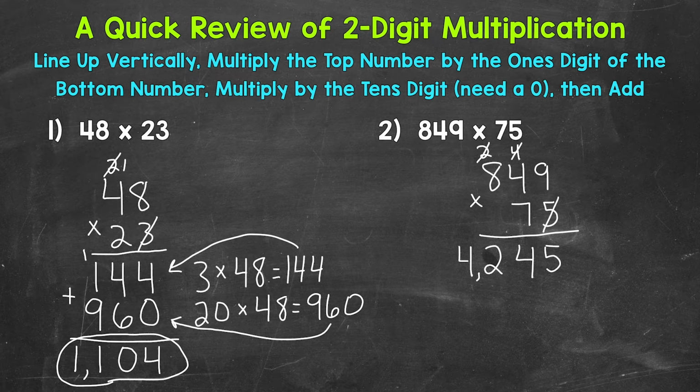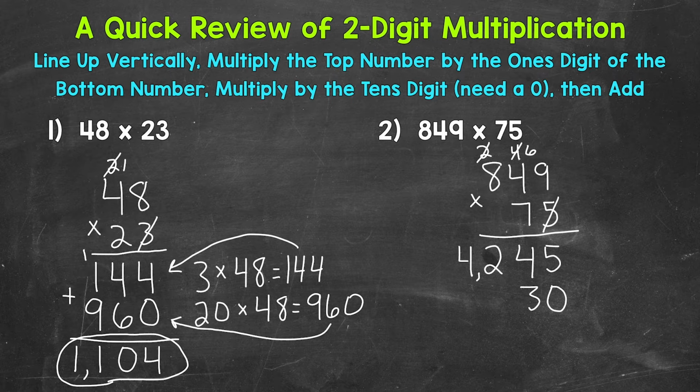So now we're going to move over to the tens place of that bottom number and multiply that by the top number. So we have a 7 in the tens place. Now again, we're in the tens place here, so that has a value of 70. So we need our 0.